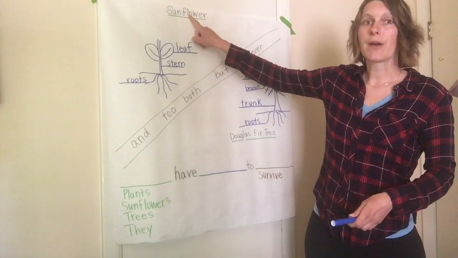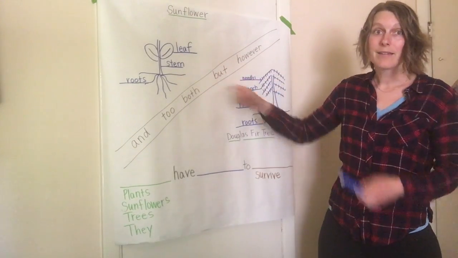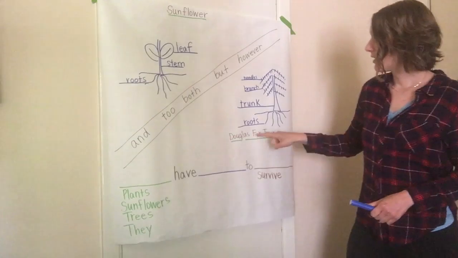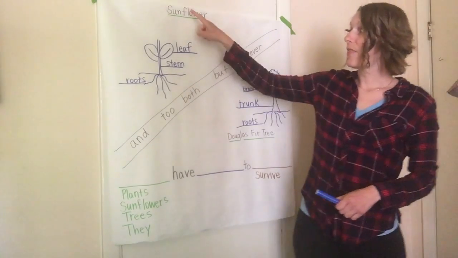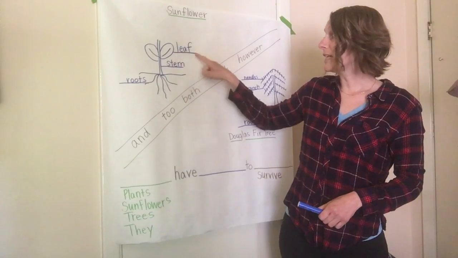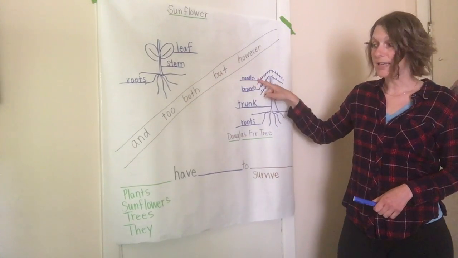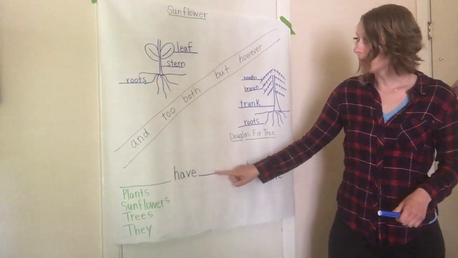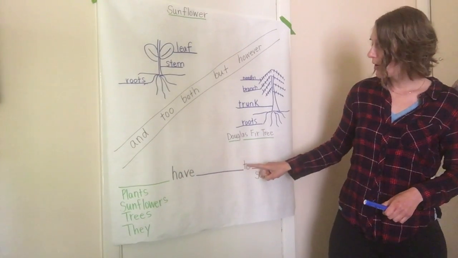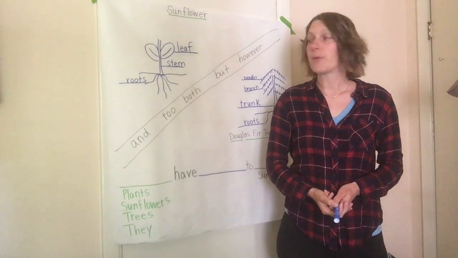So the sunflower has leaves, but the Douglas fir tree has needles. Say that with me. The sunflower has leaves, but the Douglas fir tree has needles. Plants have leaves and needles to catch the sun. They use the sun to make their food.